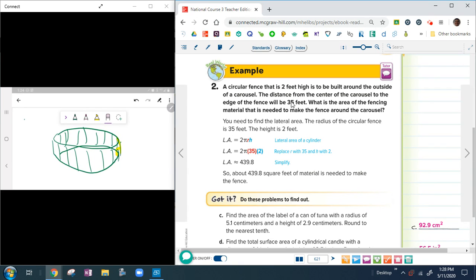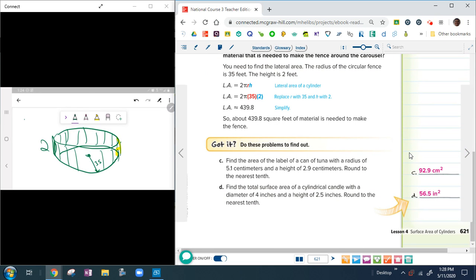Now, radius might be a little bit difficult, but if you read carefully, it says the distance from the center of the carousel to the edge of the fence, right? It's from the center to the edge is 35. So you can find the radius there, right? And the height of the fence is going to be 2 feet high. So 2. Okay. All right.